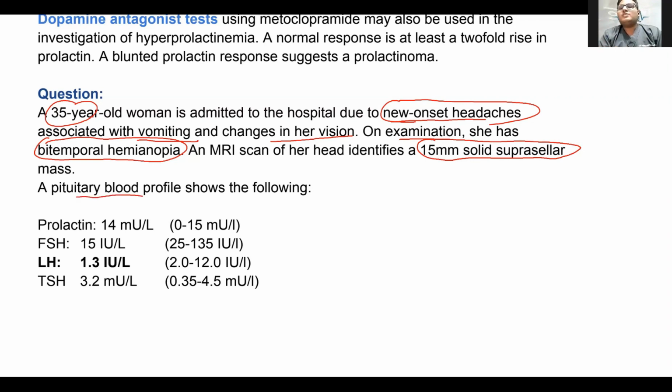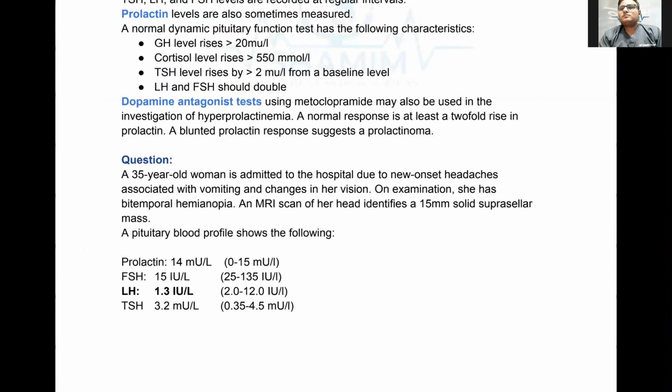A pituitary blood profile shows the following. Prolactin level is 14, which is normal. FSH is 15, which is normal. LH is low. And next, TSH is in the normal range. Okay, going to the next.